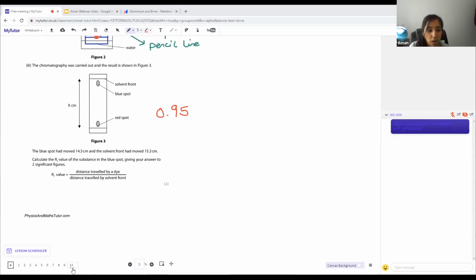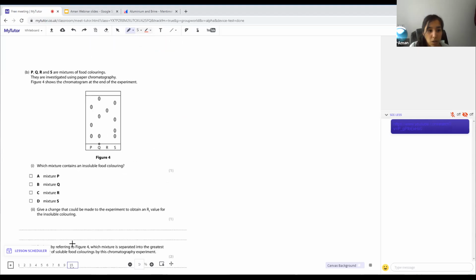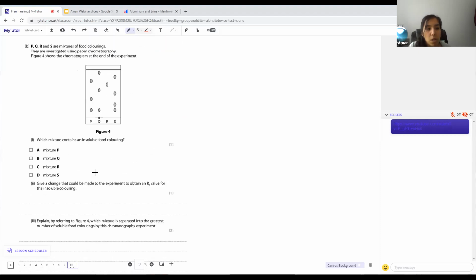Good job. Okay, let's go on to the next question. P, Q, R and S are mixtures of food colorings. They're investigated using paper chromatography. Figure 4 shows the chromatogram at the end of the experiment. Which mixture contains an insoluble food coloring?